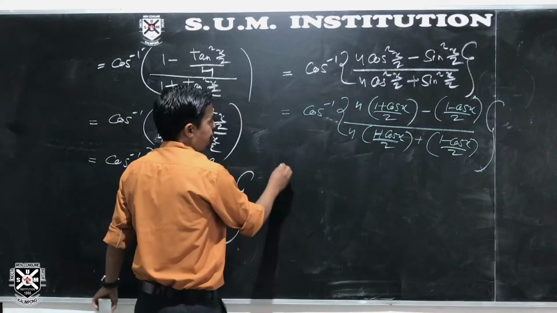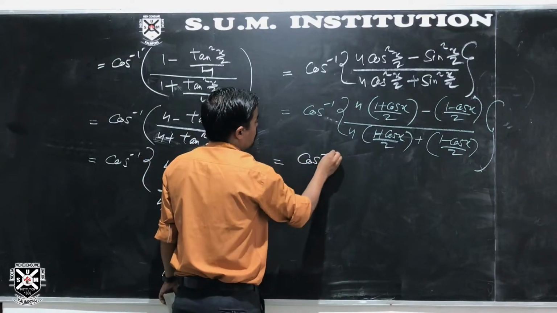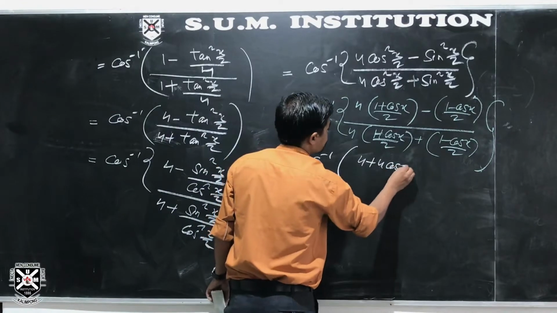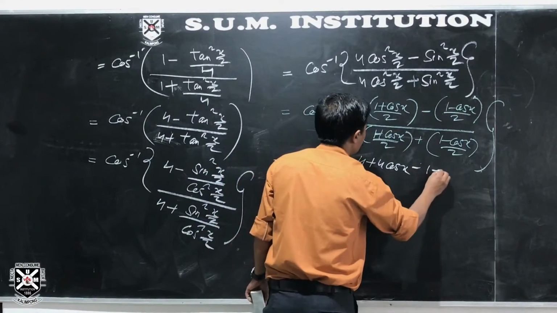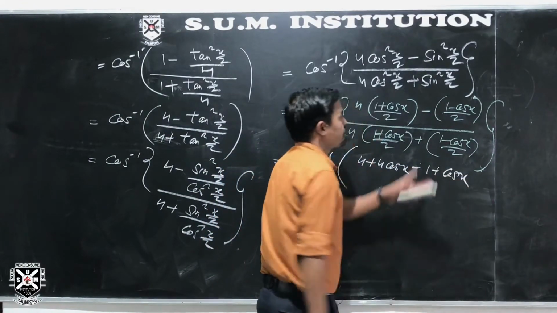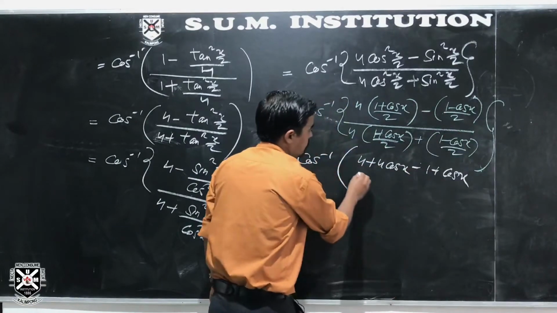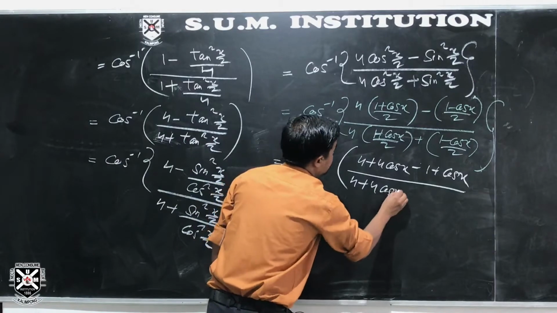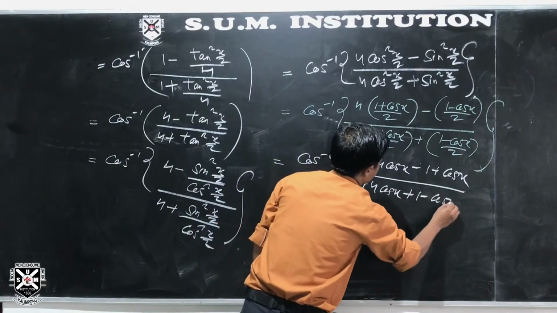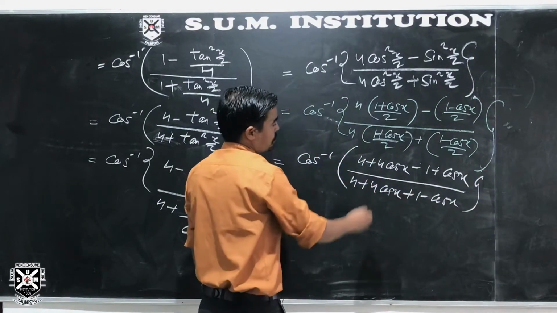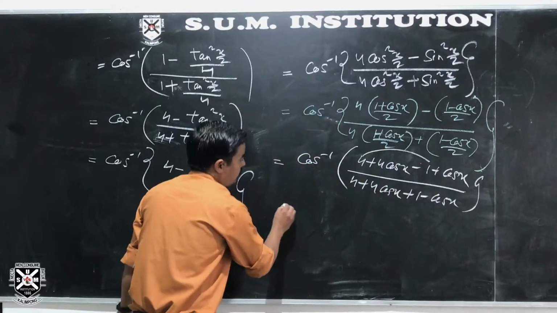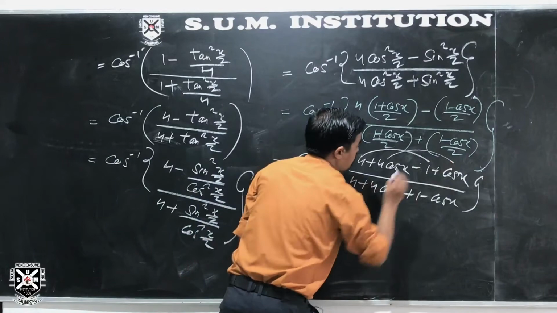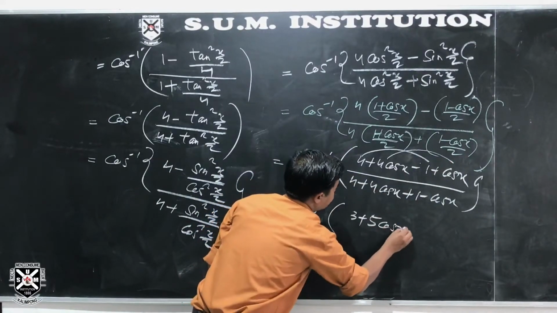Again taking LCM, it will be cos inverse (4 plus 4 cos x minus 1 plus cos x), because minus into minus is plus, upon 4 plus 4 cos x plus 1 minus cos x. So taking like terms, 4 minus 1 it will be 3 and 4 plus 1 it will be 5 cos x.